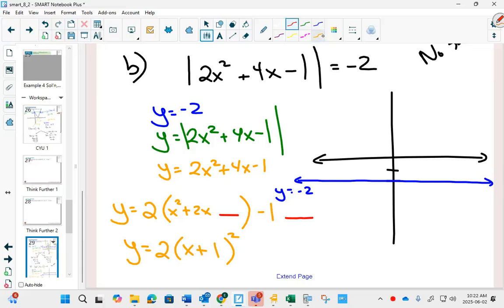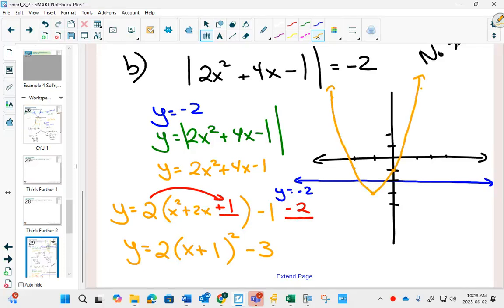If it's x plus 1 squared, there would have been a plus 1 in here, which gets hit by this 2. So to compensate, I would have to subtract 2, giving me a vertex at minus 1, minus 3. An a value of 2, so over 1 up 2, over 1 up 2, then over 1 up 6, over 1 up 6. And here's my orange graph.